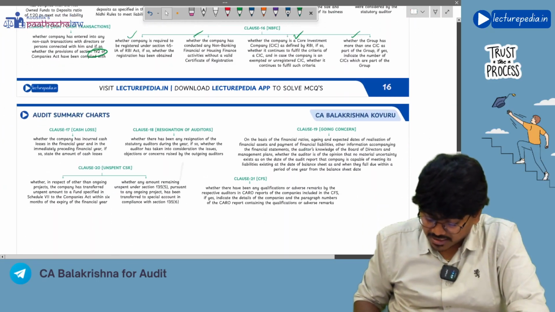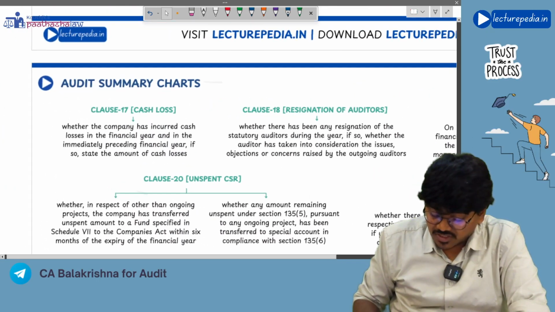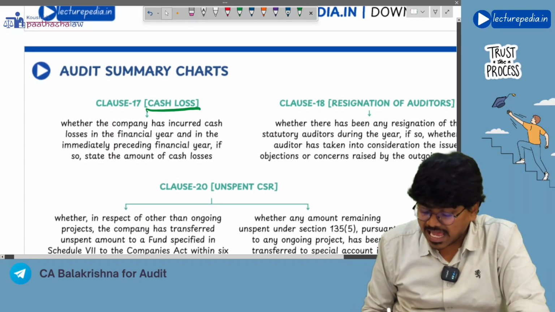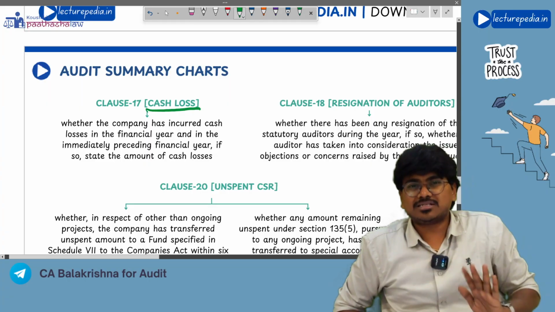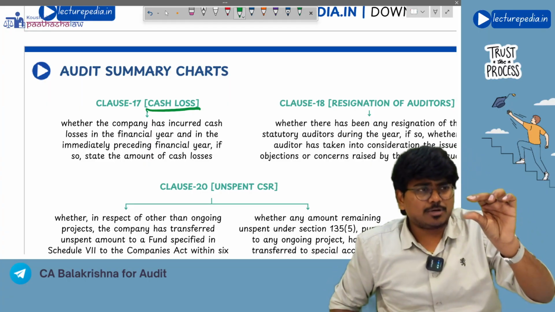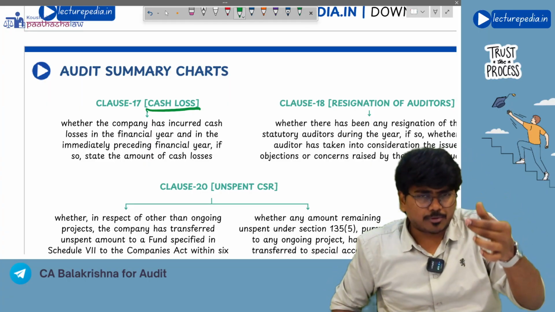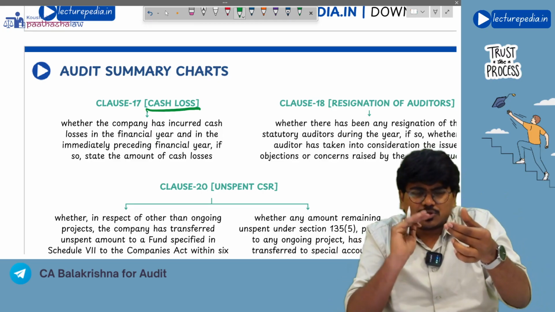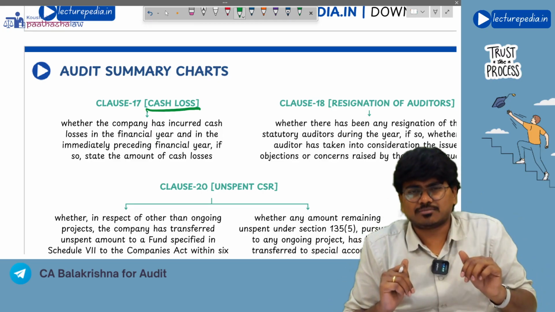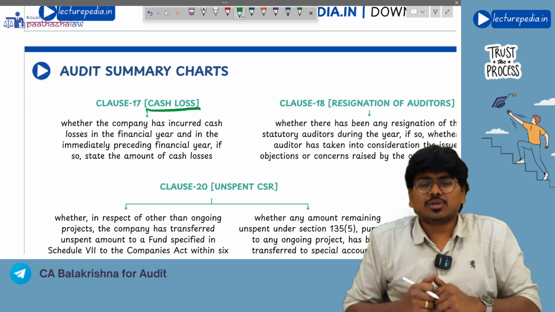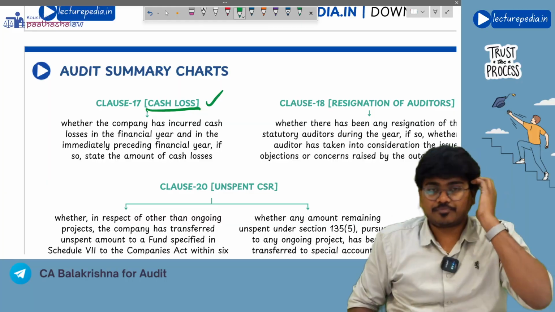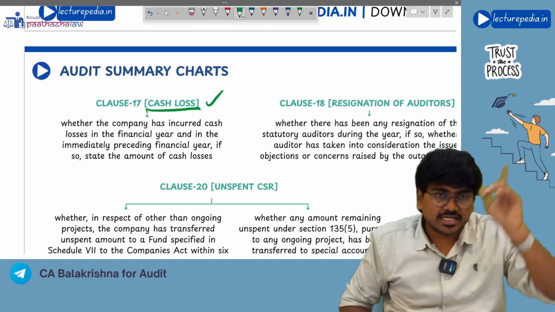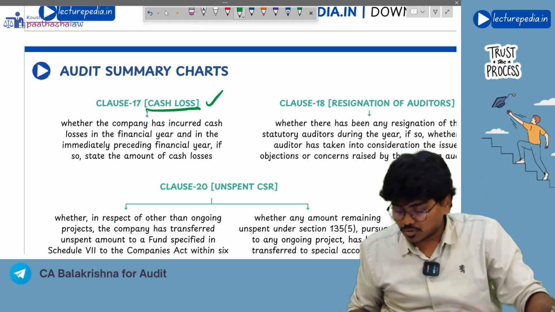Next, clause 17. If the company has made any cash losses during the current year or during the preceding financial year, you will mention it. Cash loss means you will take the profit or loss generated as per the profit and loss statement, and you will add back all the non-cash items. Okay, so you will get a cash loss. Understood? So if there is any net cash loss during the current year or during the preceding financial year, you have to report it.